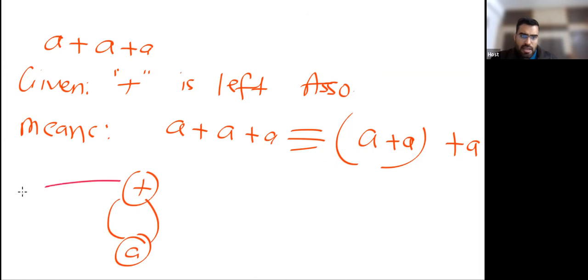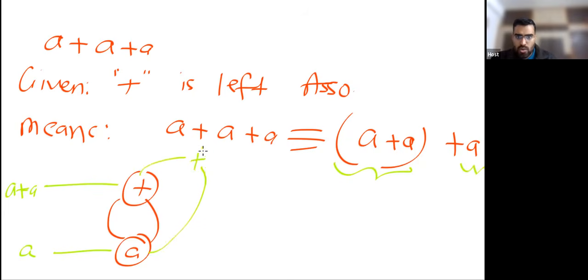Now this node means a plus a. This node actually means, remember, a plus a, and this node means a. Now you have to do this node plus this node. So this node plus this node you have to do. Yes or no? Is this clear?